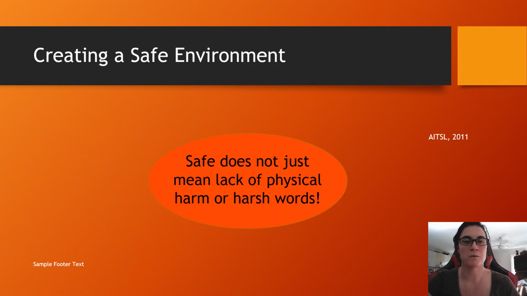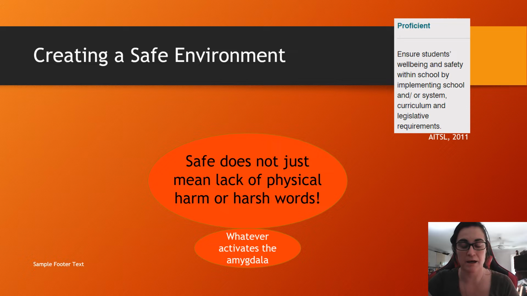So first of all, we want to be looking at creating a safe environment. A safe environment does not just mean a lack of physical harm or harsh words. An unsafe environment is anything that activates the amygdala. So when the amygdala is activated, they shut off their higher order thinking. So we really need to consider different strategies where they can feel safe and have those needs met.